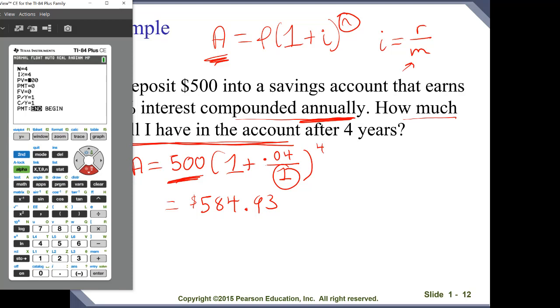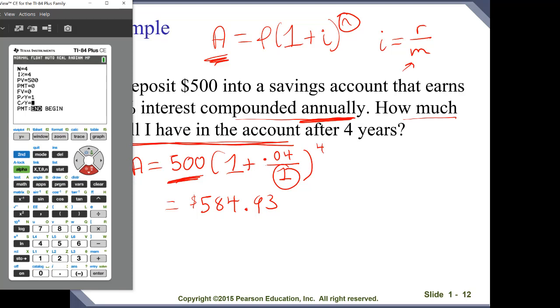PV is the same as P. That stands for my present value. And so that's what I've deposited. That's my principal. And then it's once a year, so these last two, P/Y and C/Y, are both 1.